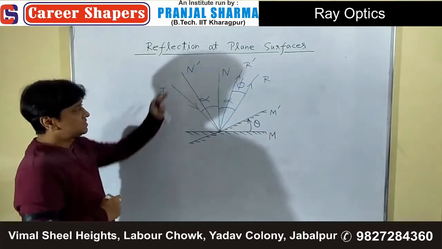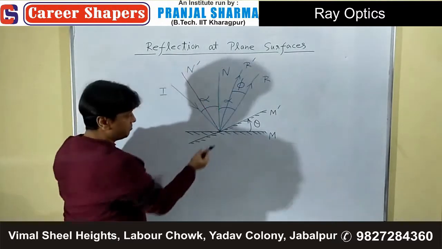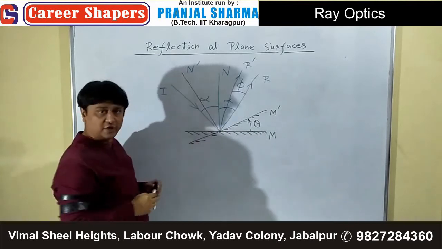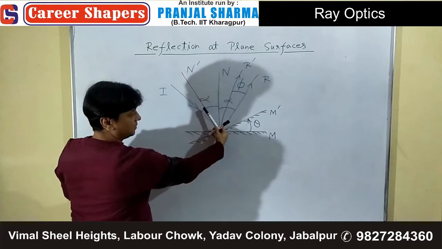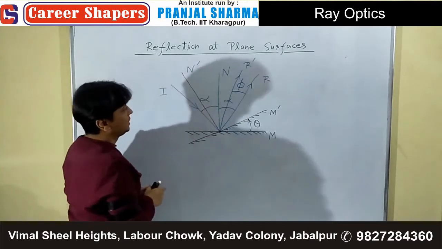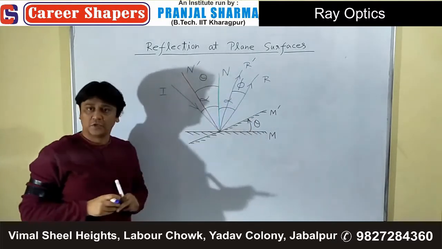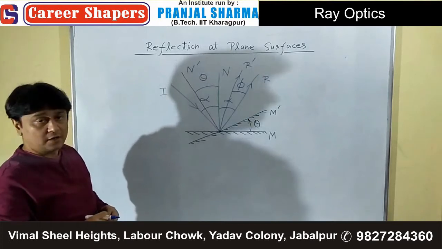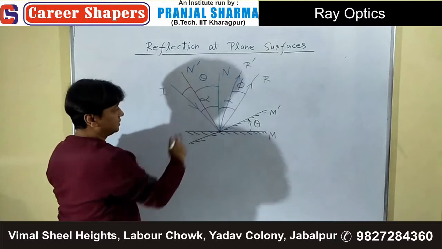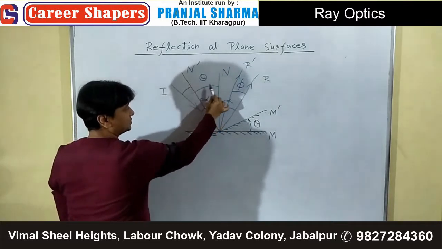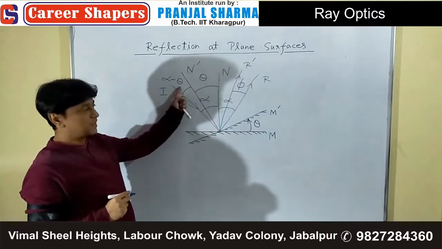Ab kis tarah se hum in cheezon ko yahan par handle karenge usko dekhna. When I say that the mirror is rotated by an angle of theta, I hope you can see that its normal will also rotate by the same angle theta, which means between the initial position of normal and final position of normal, this angle will also be theta. Agar ye theta hai, then what about this angle? Whole thing is alpha, this is theta, and therefore you are left with alpha minus theta.